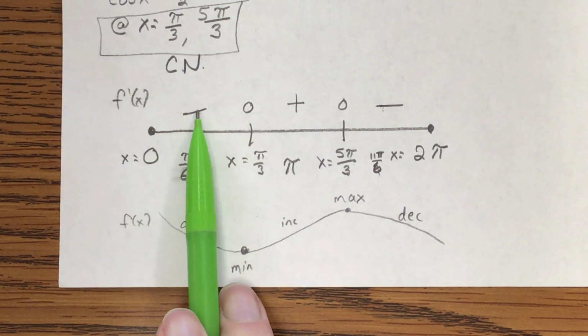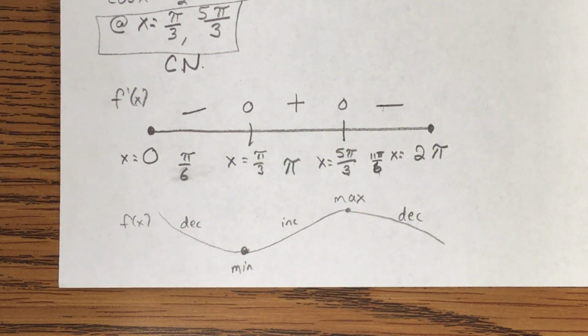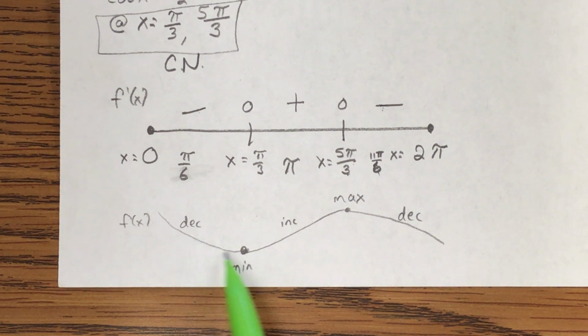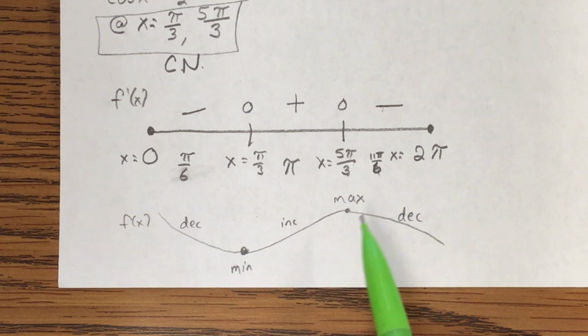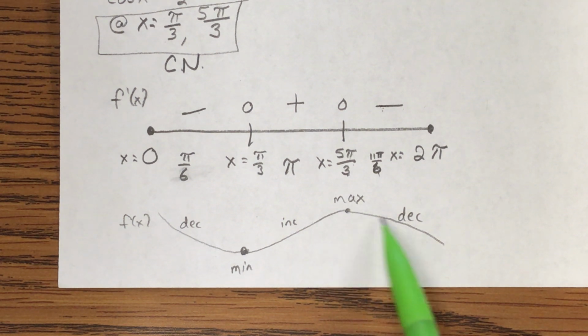Decreasing because derivatives were negative, increasing because derivative was positive. Minimum because our function went from decreasing to increasing. Maximum because our function went from increasing to decreasing.